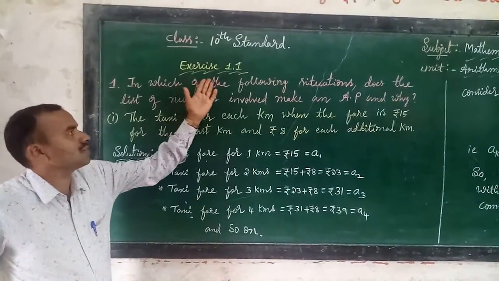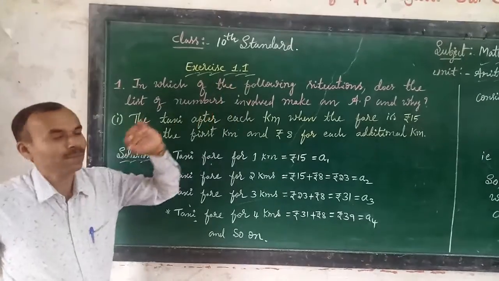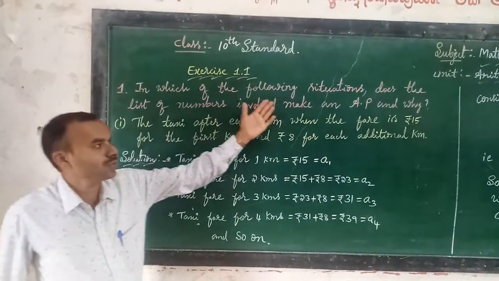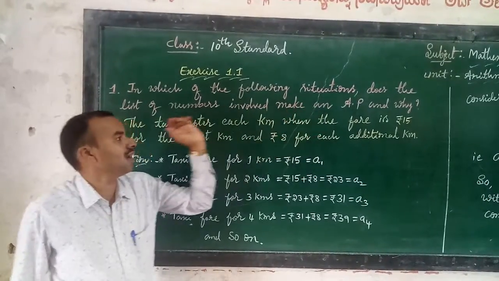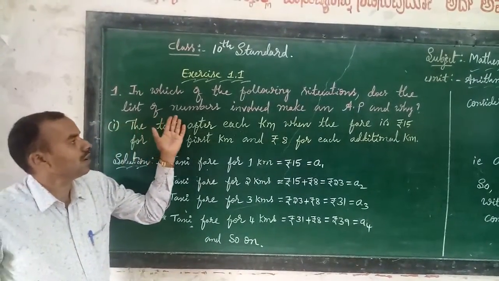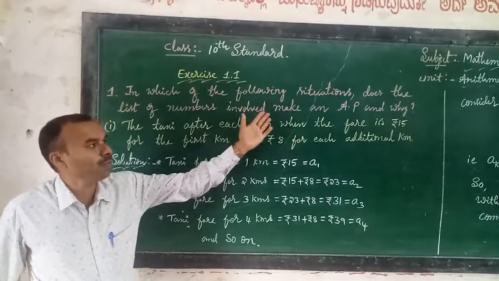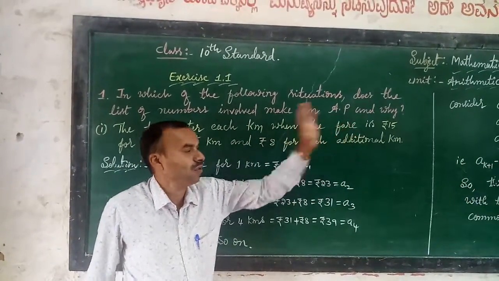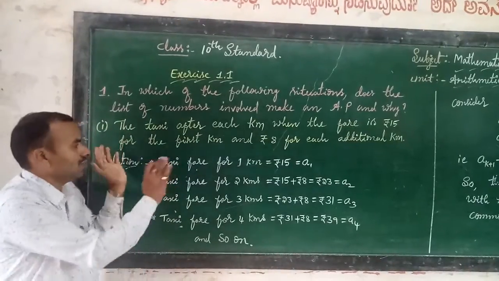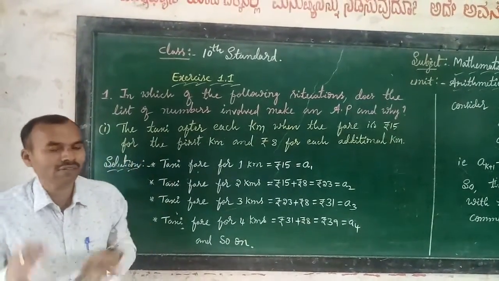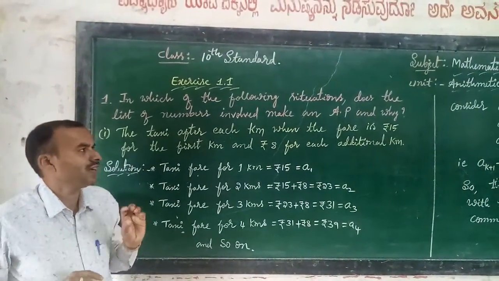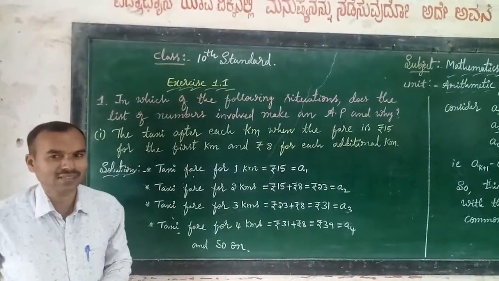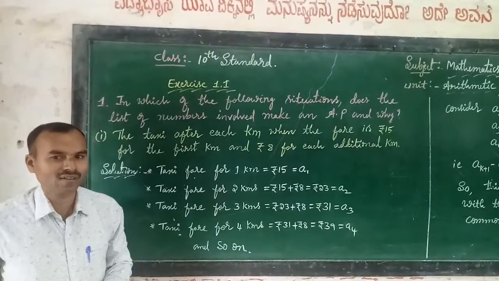Now we take exercise 1.1. First, in which of the following situations does the list of numbers involved make an arithmetic progression and why? Here some situations are given. We have to find whether it is an AP or not, and give the reason.